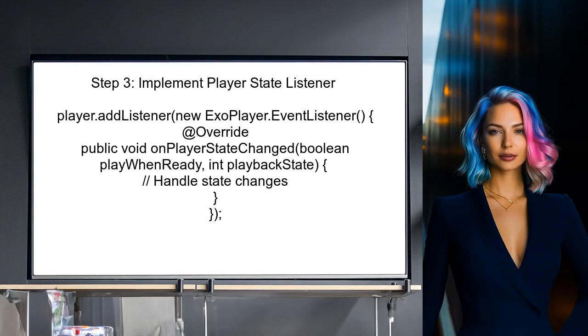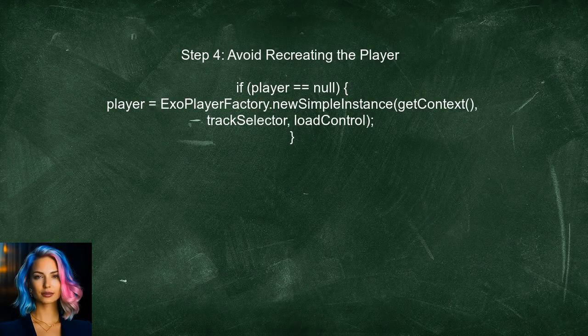Additionally, the user can implement a listener to handle the player's state changes. This will help manage the playback state more effectively and prevent multiple instances from playing simultaneously. Finally, the user should ensure that the player is not recreated unnecessarily. This can be done by checking if the player already exists before creating a new instance in the onCreateView method.